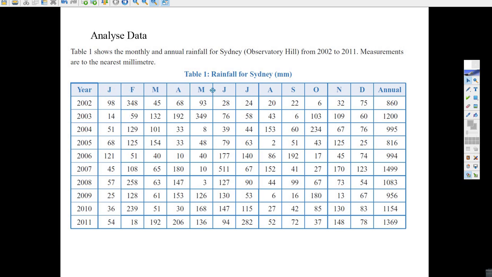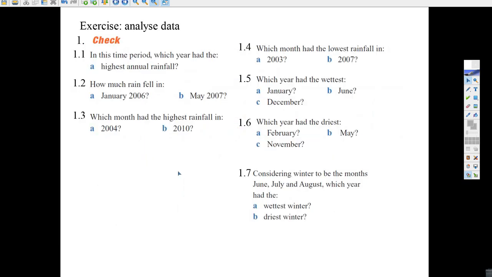There's the months, January, February, March. That's the annual rainfall. And what is it in millimeters? And this is the annual from Sydney. Okay, so that's it. You'll have that table to work with. And the first questions are pretty easy. It just tells you how much rain fell in January 2006.